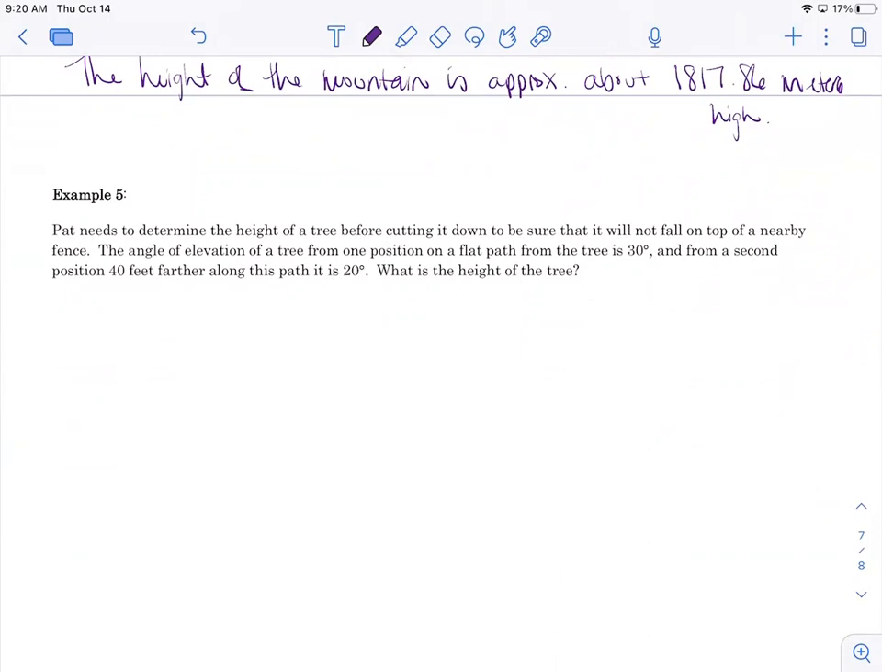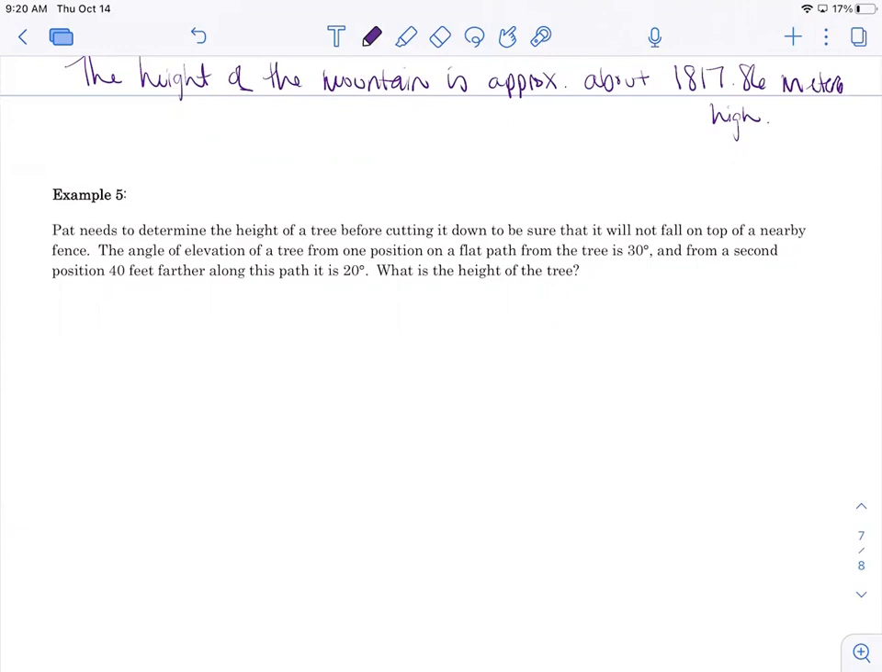So Pat needs the height of a tree before cutting it down to be sure it will not fall on top of a nearby fence. The angle of elevation of the tree from one position is 30 degrees. And then you move 40 feet farther along this path, and it's 20 degrees.